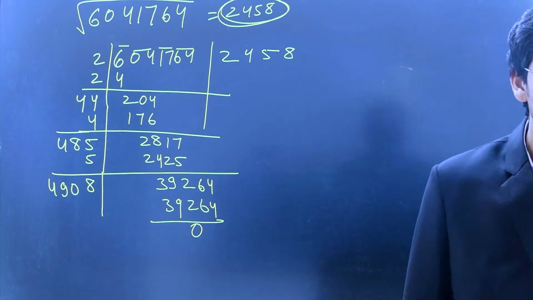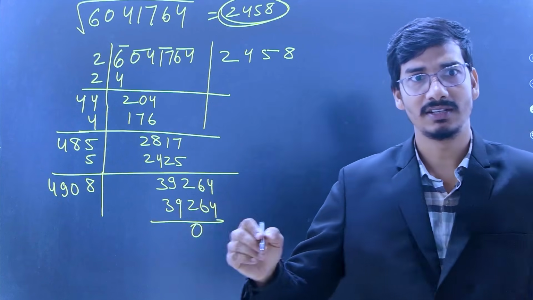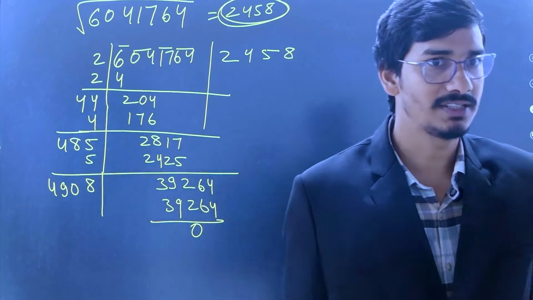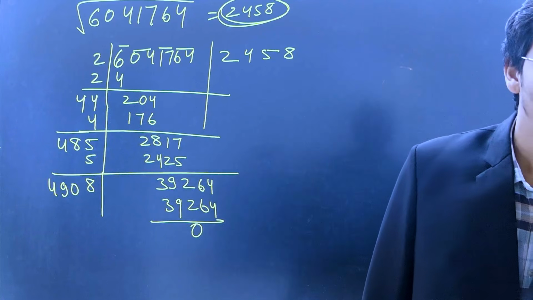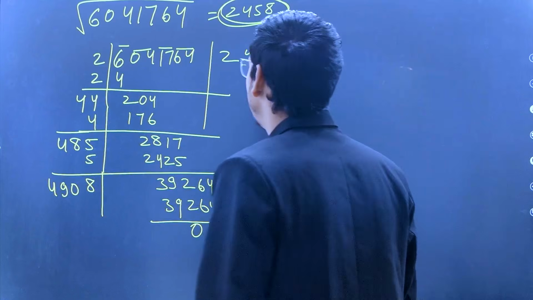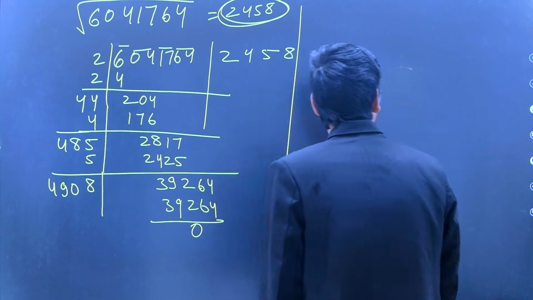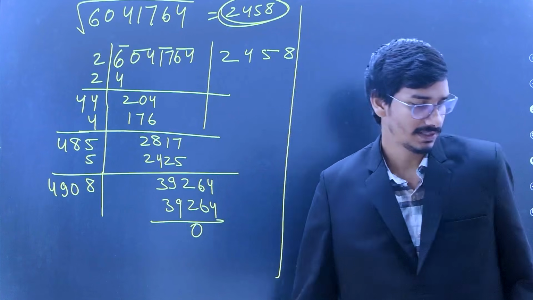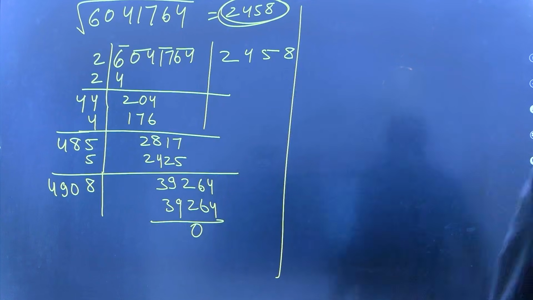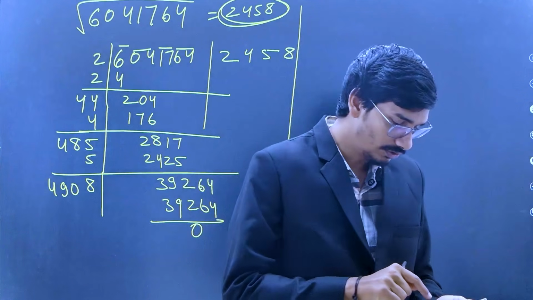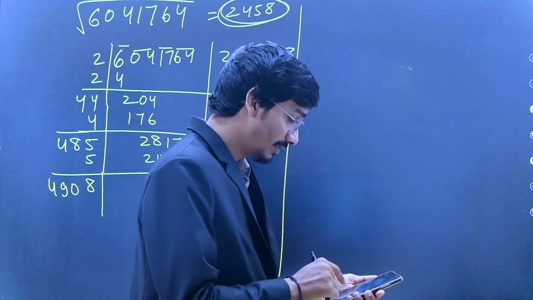Don't worry, beta. You try to understand the concept with the next example. I'll explain the next problem also. So try to understand from the next problem. Listen carefully. I am taking any 8-digit number. Let us take any 8-digit number.